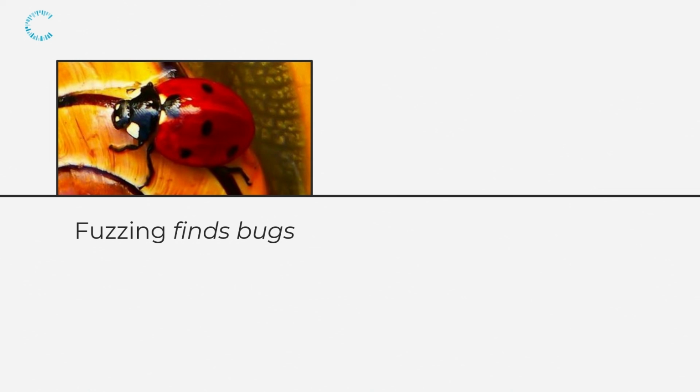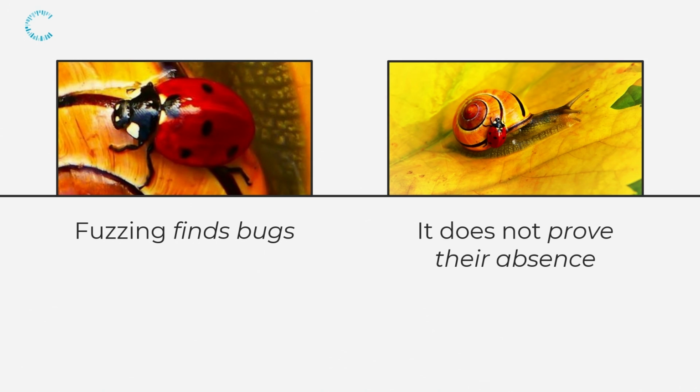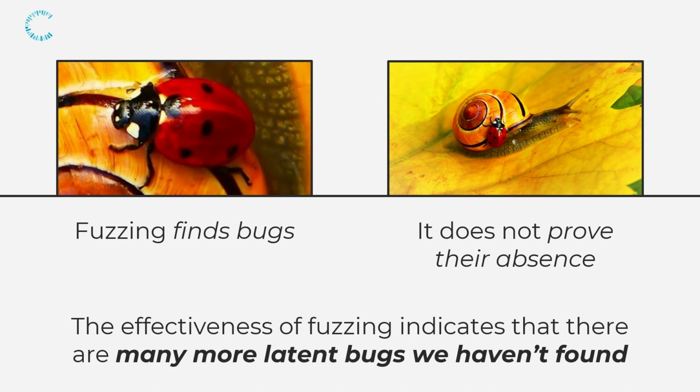And to stress this further, fuzzing does find bugs. It's very good at finding bugs, but it does not prove their absence, right? It doesn't give us a whole sense of what's happening in the program. And to me, this doesn't tell me that fuzzers are good. It tells me that our other testing practices are really not good enough, right? Fuzzing is a litmus test for the presence of latent bugs that you just haven't found yet, right?